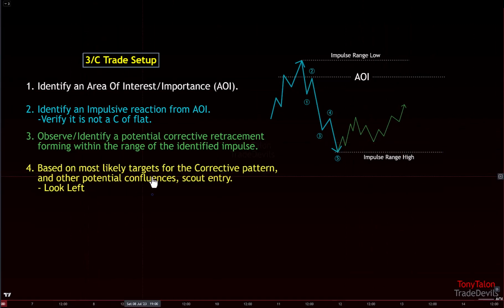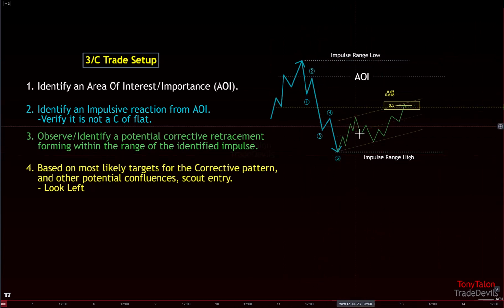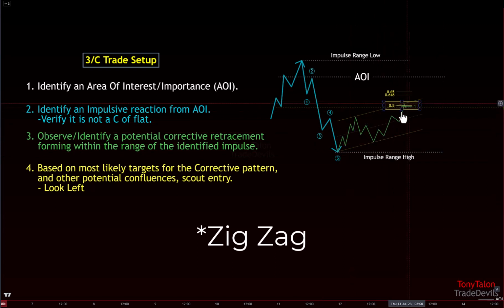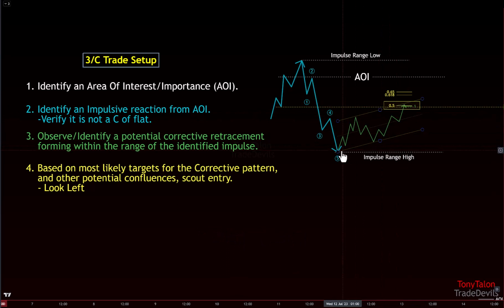Step 4, based off of the most likely targets for the corrective pattern, again, a zigzag for me, and other potential confluence, scout an entry, look left. So what I'm looking for here is kind of a collaboration or confluences of this pattern in here ending, as well as a retracement within this pattern, and many other confluences. For this situation, since I think I'm dealing with an impulse, I'm going to be looking for this motive wave of the C to end. I'm going to be looking for a one-to-one relationship between the A and the C. I'm going to be looking for this geometry here, the channel line. Since corrective waves are most likely held within corrective channels, I'm going to be looking for that to end as well.